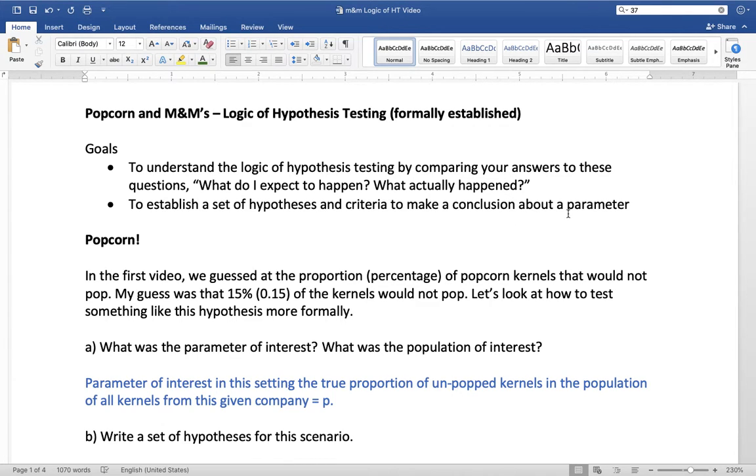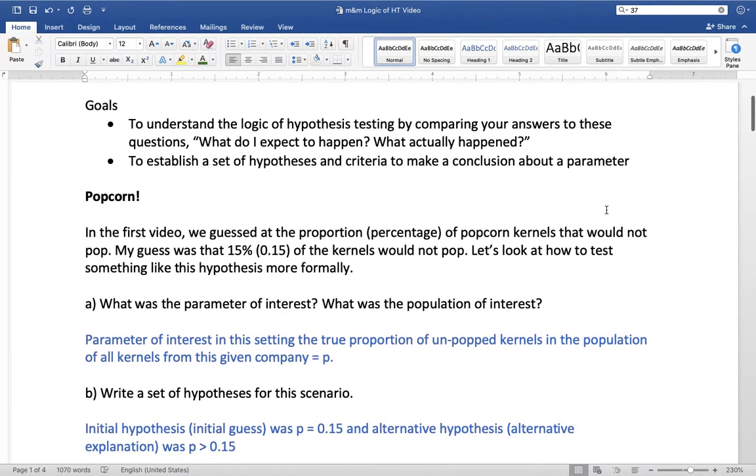Some of the vocabulary here is very important, so I'm going to try to emphasize a few things. Parameter always refers to a characteristic or a value associated with the population. So let's just quickly review the popcorn from yesterday.